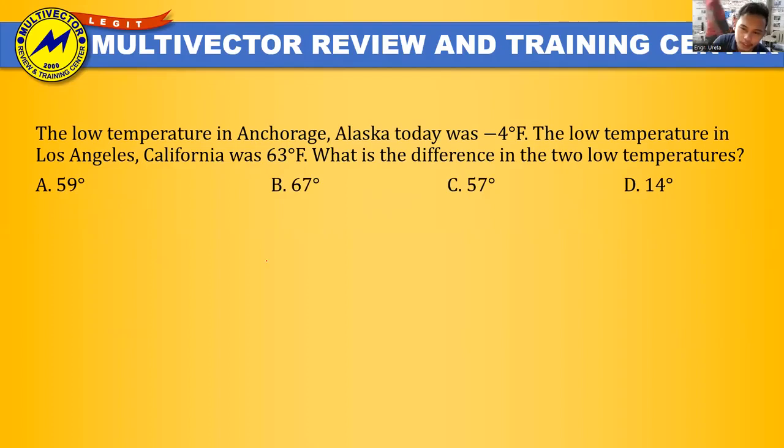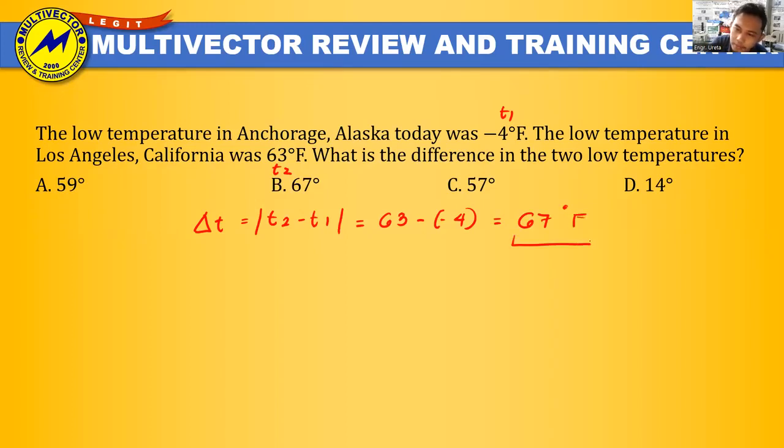So the temperature difference, delta T, equals T2 minus T1, where T2 is 63 and T1 is -4. Of course, regardless of which is T2 or T1, since we're looking for the difference, we just take the absolute value. So T2 is 63 degrees Fahrenheit minus -4 degrees Fahrenheit. So the correct answer here is letter B, 67 degrees Fahrenheit. So that's problem number 67. It's simple lang.